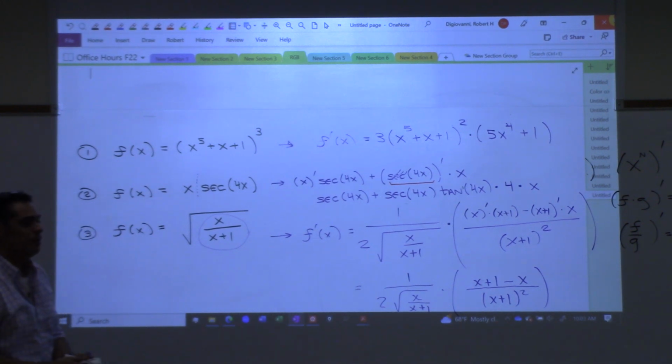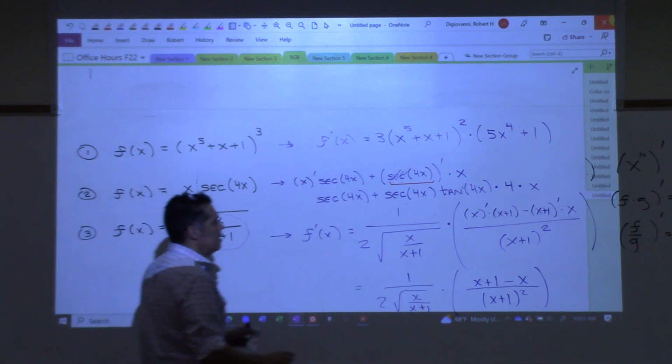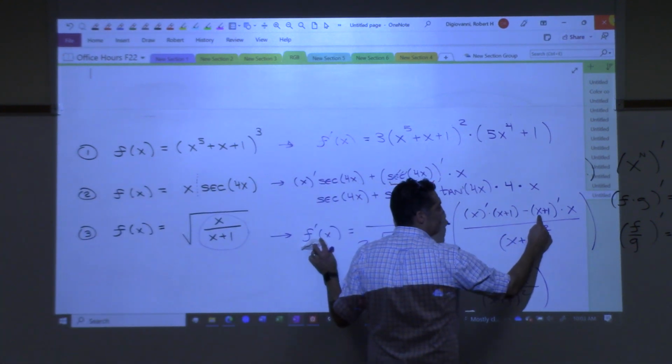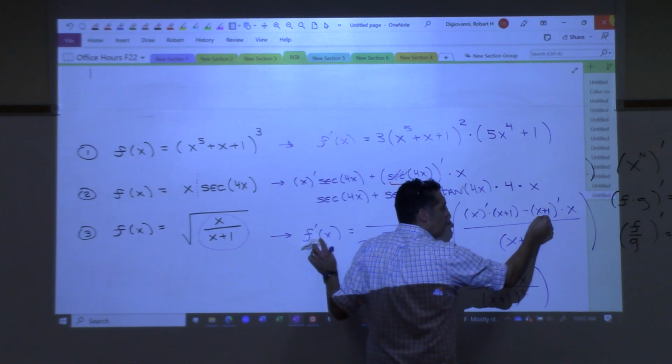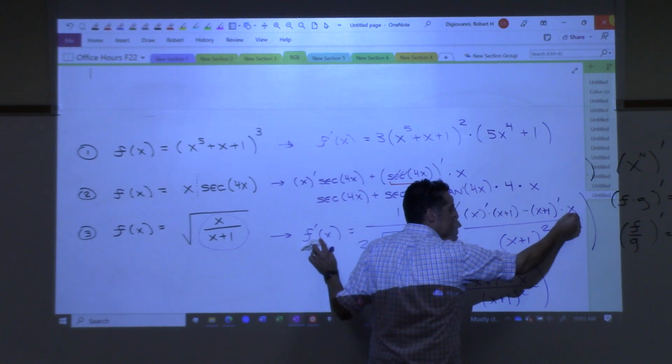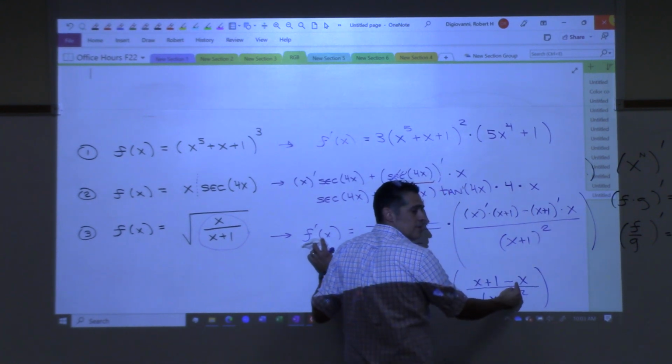So was the derivative of x plus 1 0? 1. It was 1, right? Because what's the derivative of x? 1. Plus what's the derivative of 1? 0, right? So that's 1. And then 1 times x gives you x. And I'm subtracting it. So there it is.